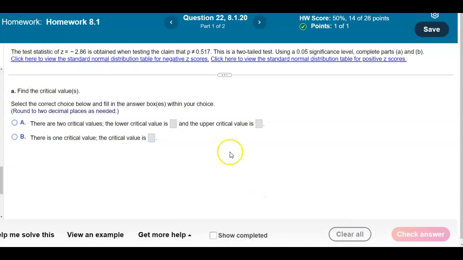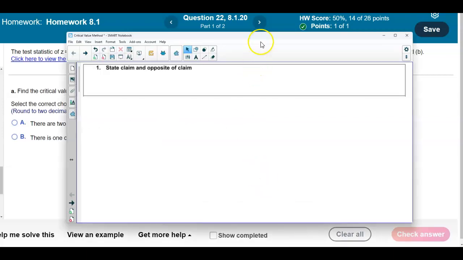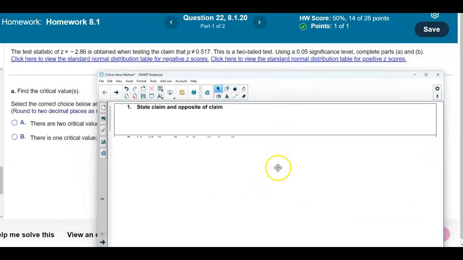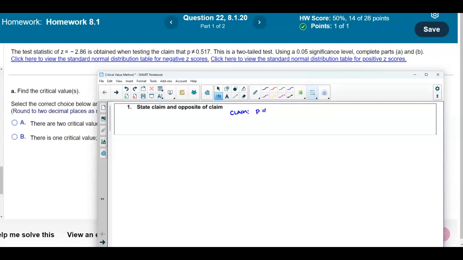Even though we're going to write down the given information in here, the first thing we're going to do is state the claim and the opposite of the claim. We know the claim is that the population proportion is not equal to 0.517. And therefore the opposite of that claim is that the proportion is equal to 0.517.